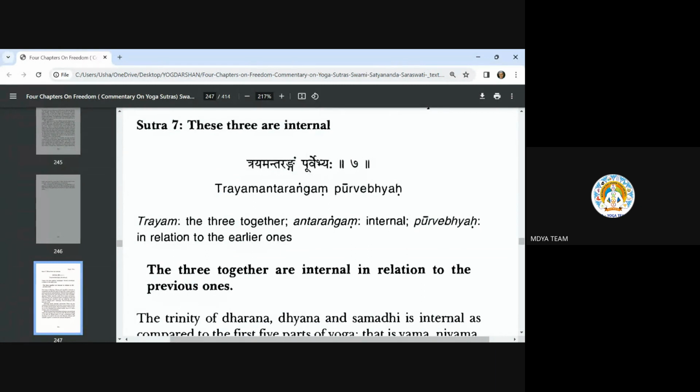From savitarka, we are going into nirvitarka, then savichara, nirvichara, ananda, asmita. Then after that, we go into dharmamega. After dharmamega, we go into nirbija samadhi, right? For progressing in these stages, we need to apply the technique of sanyama. Okay, now for sanyama, you know that the internal three aspects are dharana, dhyana and samadhi.